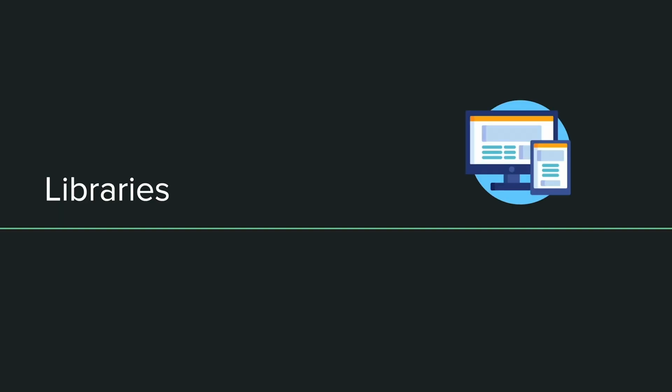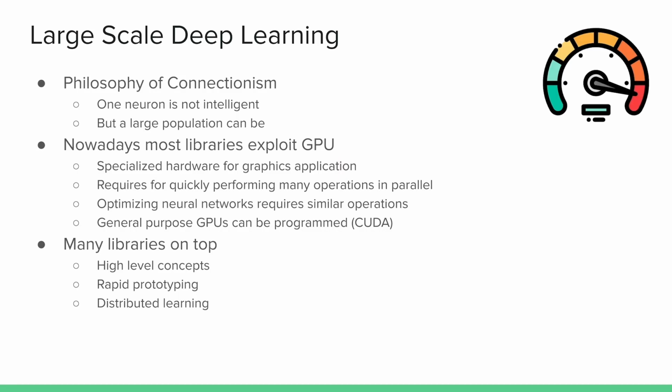So let's talk about a few libraries that we can actually use for training our models. I'm pretty sure you've already started using one of them. So let's go through some of them. Large-scale deep learning has a philosophy of connectionism. One neuron is kind of stupid, but if you have a large population of neurons, they can actually resemble some sort of intelligence.